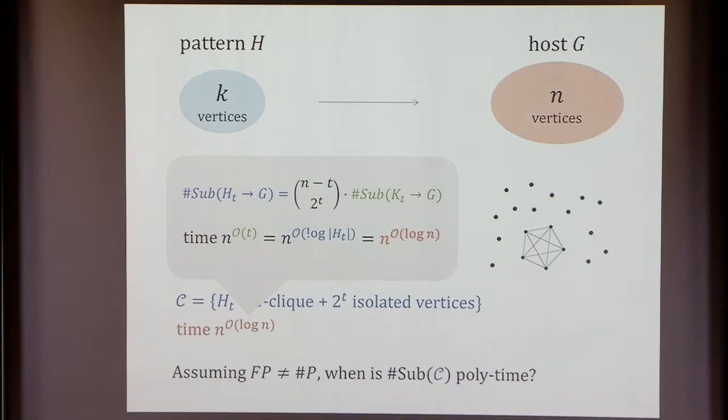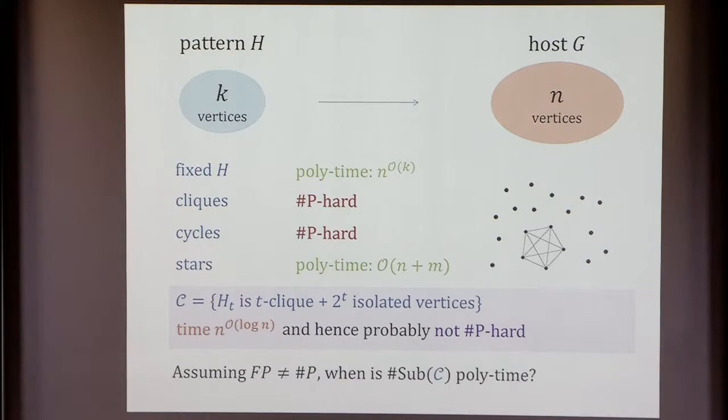But t is logarithmic in the size of the pattern, and the pattern is always bounded by the size of the host. So you really get this quasi-polynomial running time. But this is also the best running time we know of. So it doesn't seem that you can solve this problem in polynomial time. And one problem that we have here is that since it's quasi-polynomial time, we don't assume that it's #P-hard. So this seems to be a candidate for a problem that is #P-intermediate.